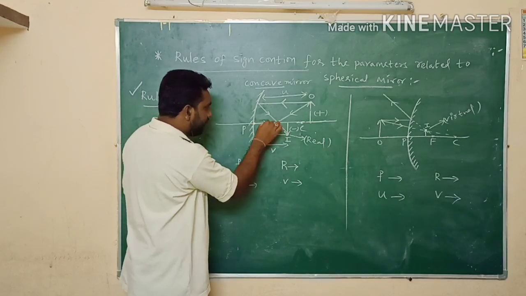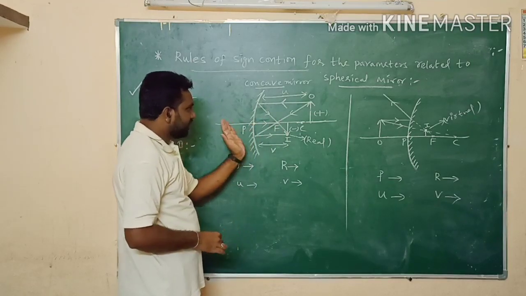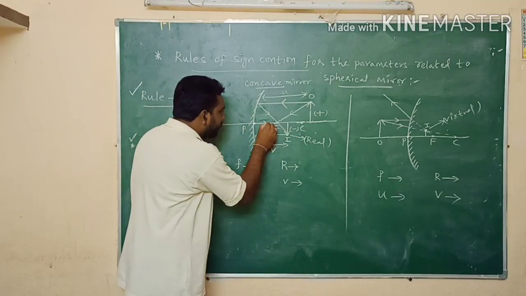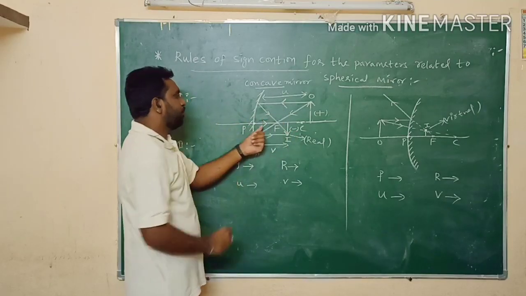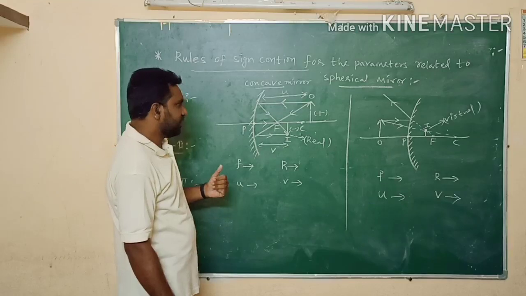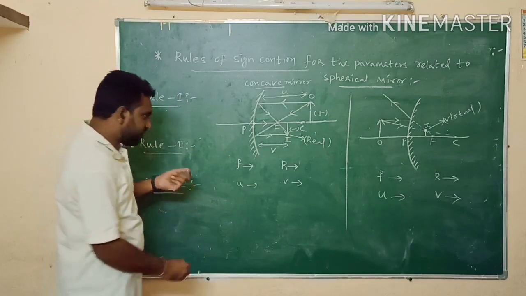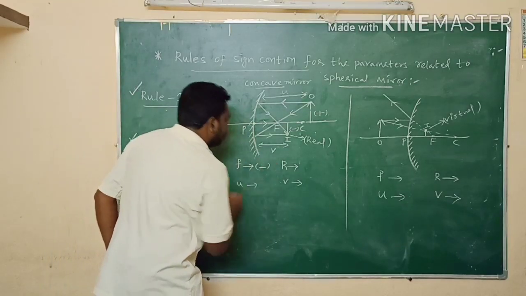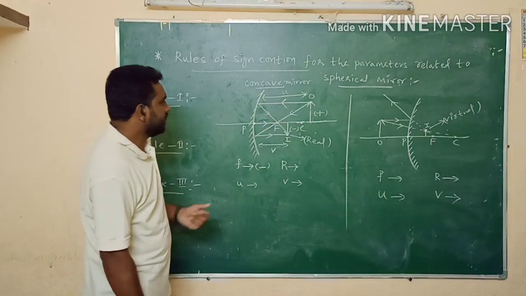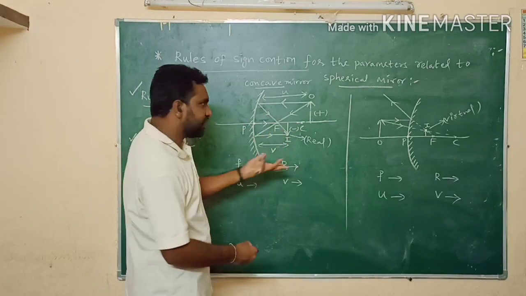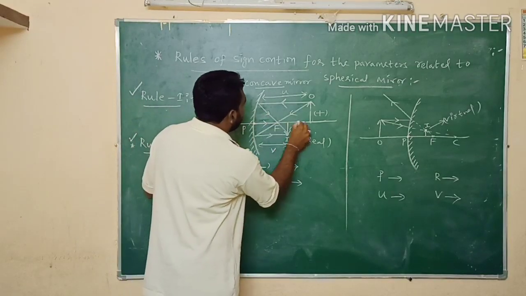It is a distance. So this is nothing but focal length. So we are measuring this opposite to the direction of incident ray. So opposite to the direction of incident ray means focal length becomes negative. That's it. Focal length becomes negative. And radius of curvature, very simple. Radius of curvature is also negative.